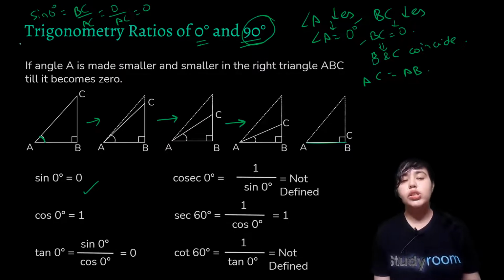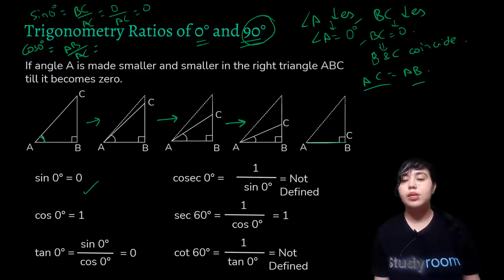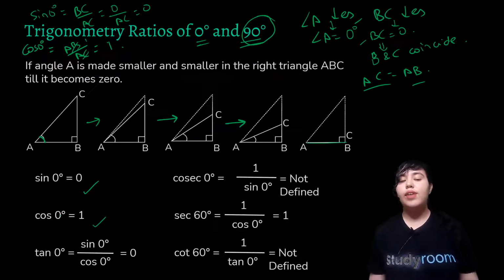Then considering cos 0 degree. What is the side adjacent to angle A? That is AB, and the hypotenuse is AC. Now I just told you AB and AC are equal when angle A becomes 0. So they get cancelled, and that becomes 1 only. Tan 0 you can find from sine 0 upon cos 0, which is 0 upon 1. So 0 upon 1 is 0 only.